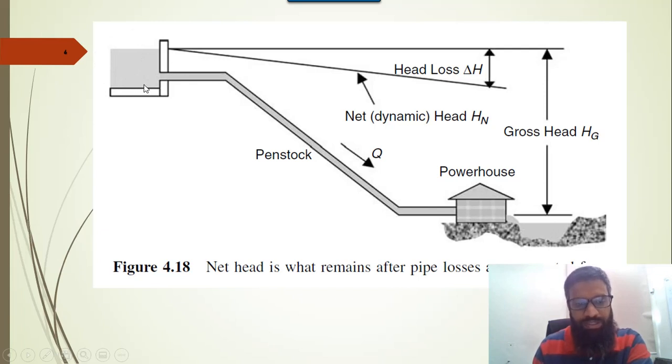We have the forebay, which is at a certain height, and then we use the penstock, and from the penstock the water is diverted to the generator or the turbine. The height of the forebay is basically the gross head or HG, but there is some loss, and that loss is head loss, which can be represented as delta H. The difference between gross head and the head loss is called the net head, and from the net head we produce electricity.